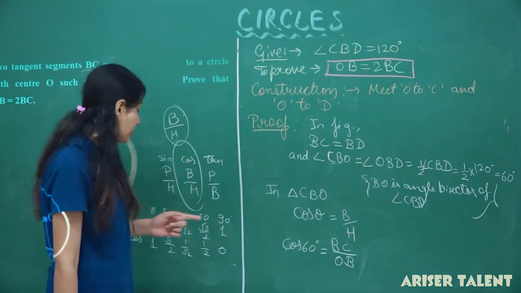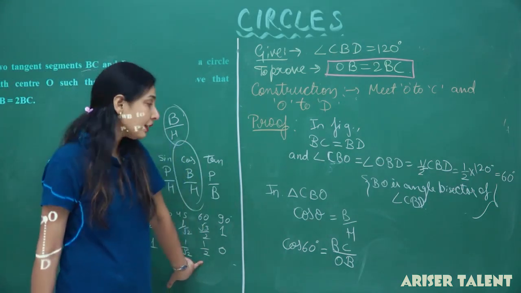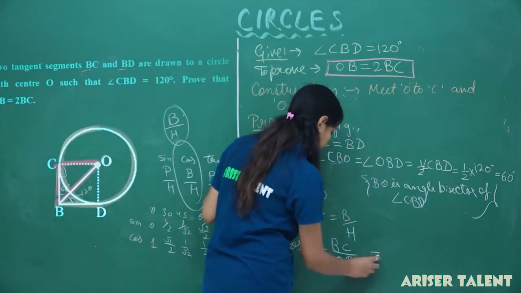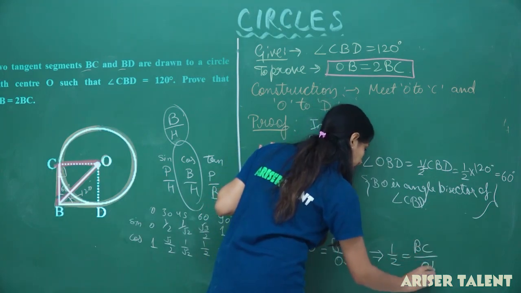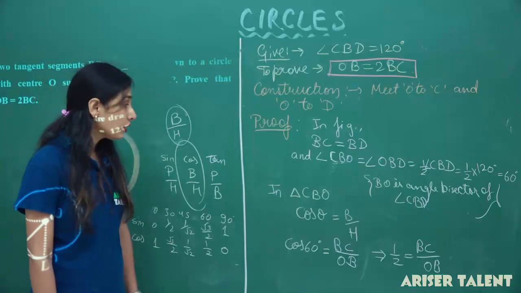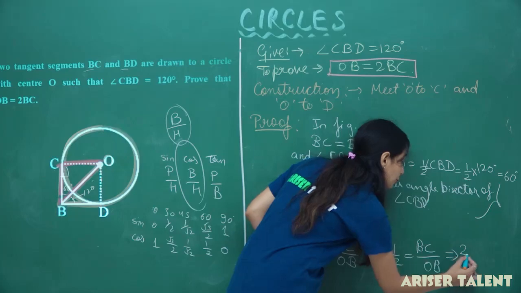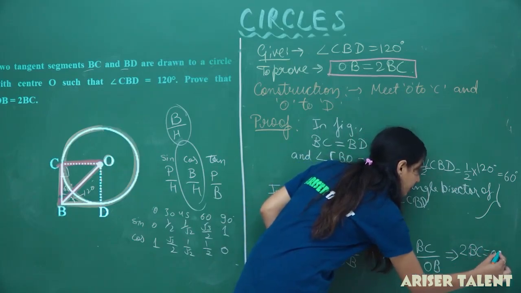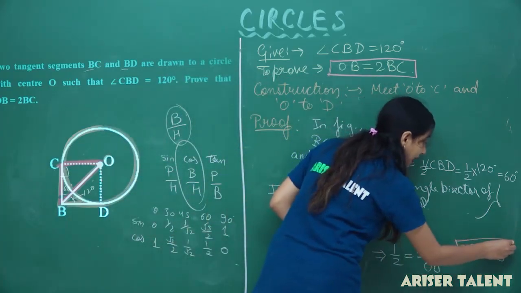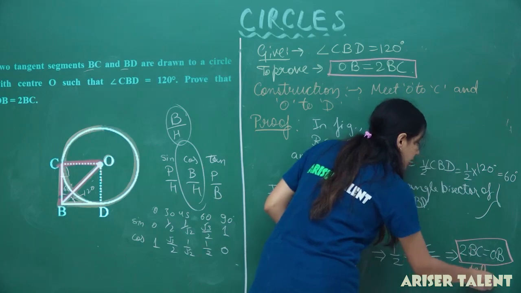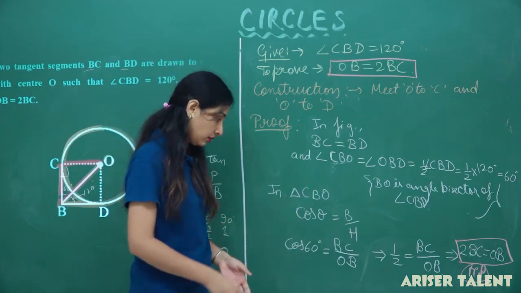Right. Now, the value of cos 60 you can write from there, it is 1 by 2, you have to remember it, but I am taking it as 1 by 2 from this table. This implies that 1 by 2 equals BC by OB. Okay, students. So, what I conclude from here is that 2BC equals OB. Right. So, my final answer is this. Hence proved, because this is what we had to prove, 2BC equals OB. So, it is proven. Okay, students.